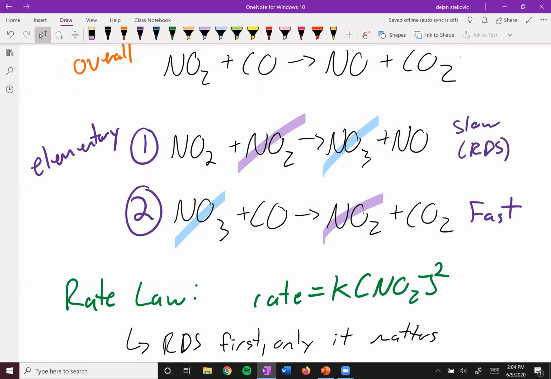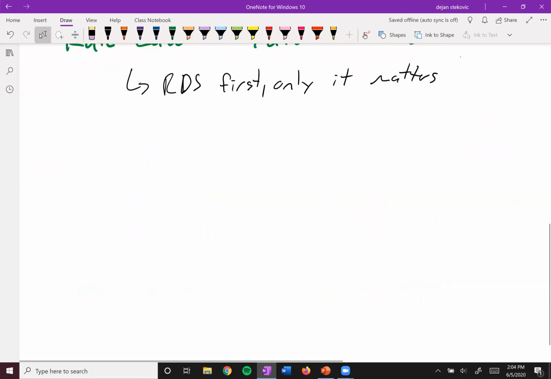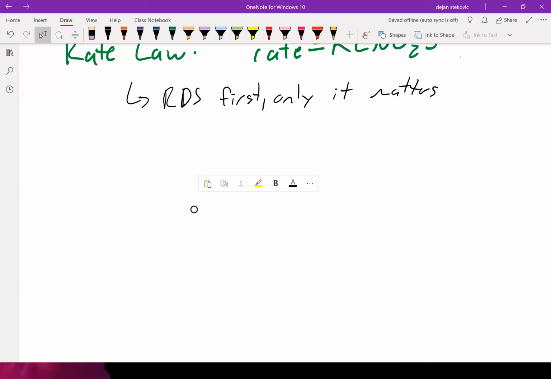If your experimental rate law does not match your theoretical rate law, then your mechanism is wrong, right? It does not happen that way. The experiment reveals the truth.